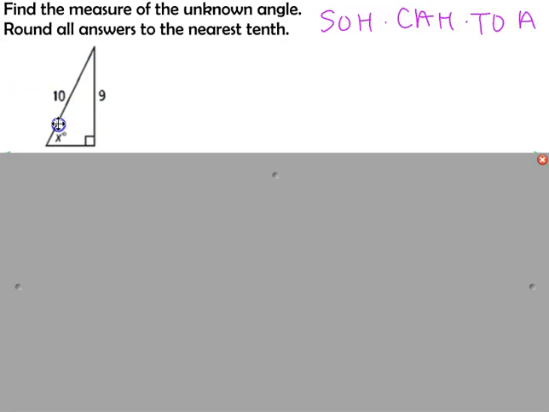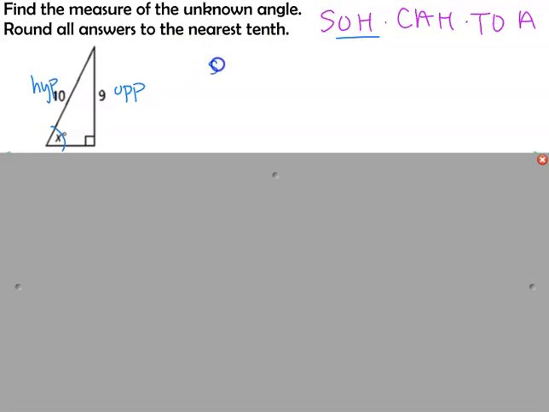When we look at this first one, let's go ahead and label, just like in the last video. Here's our angle that we're looking for. 9 is the opposite side, across from the angle, and 10 is going to be our hypotenuse. So we have information for the opposite and the hypotenuse. The trig function using opposite and hypotenuse is going to be sine.